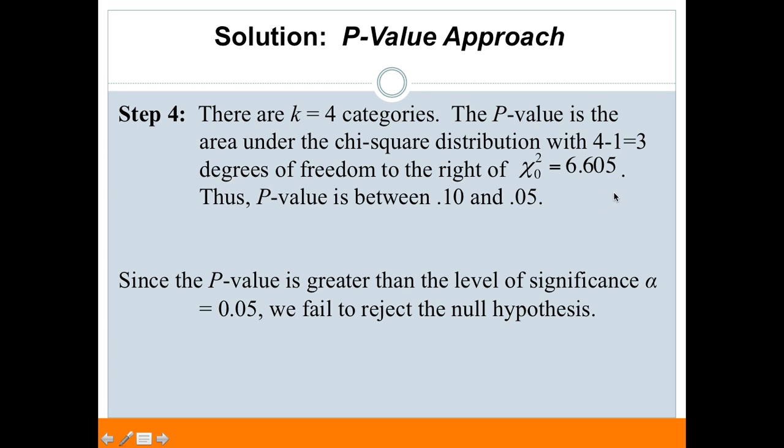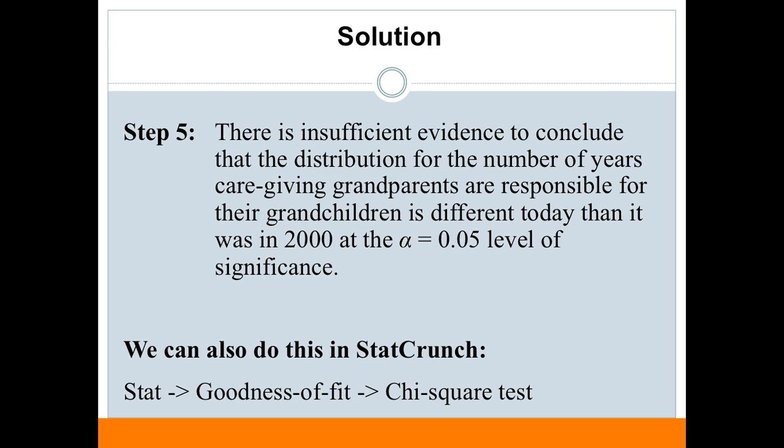So since my p-value is larger than my alpha, I'm going to fail to reject the null hypothesis. And we'll go ahead and conclude that there is not sufficient evidence to conclude that the distribution for the number of years caregiving grandparents are responsible for their grandchildren is any different today than it was in the year 2000 at the 0.05 level of significance. So basically, even though our expected and our observed counts weren't exact, when we looked at the differences between the two and calculated the test statistic, there wasn't enough evidence to suggest that the proportions are any different today than they were in the year 2000.